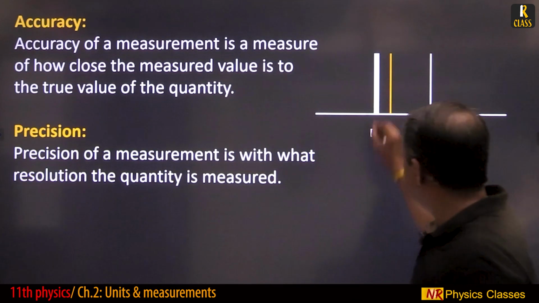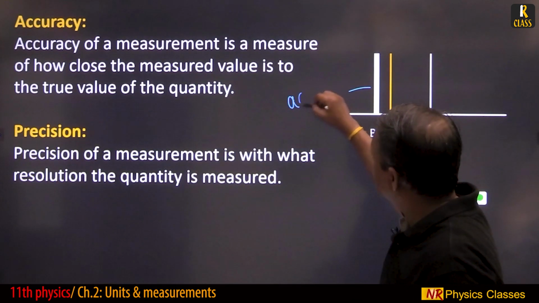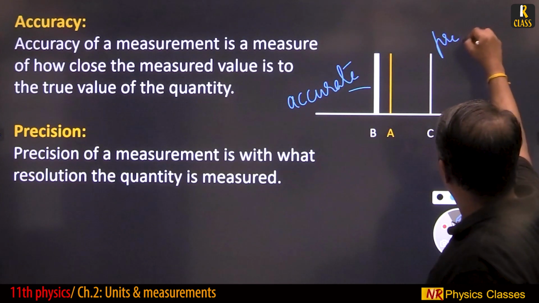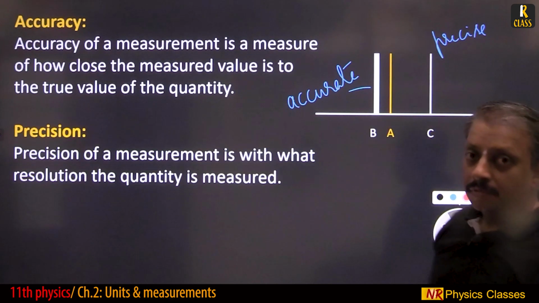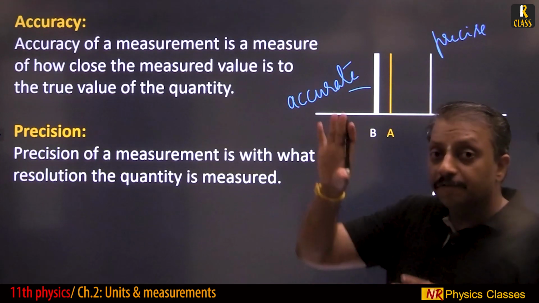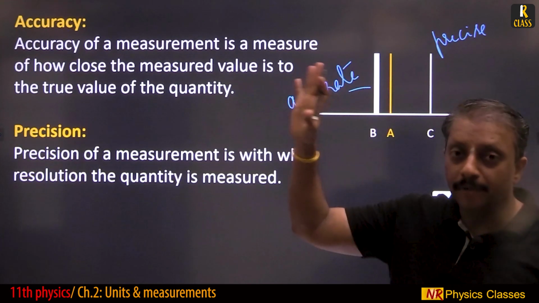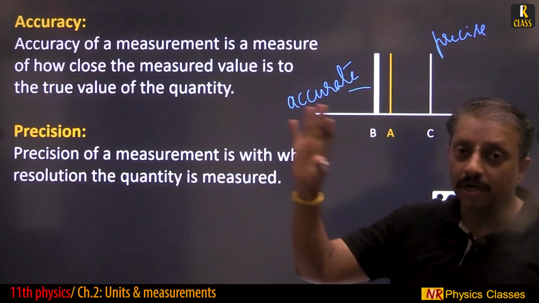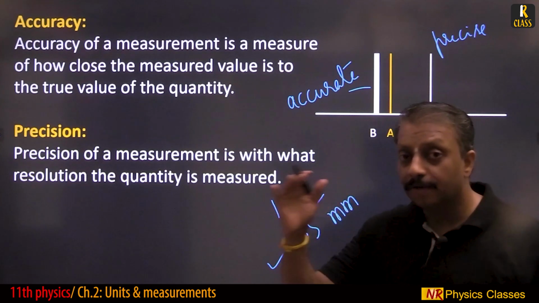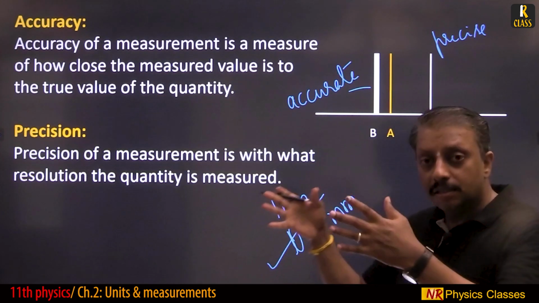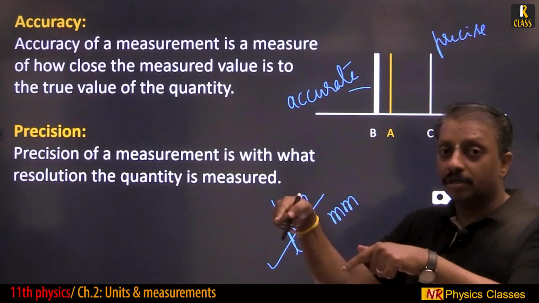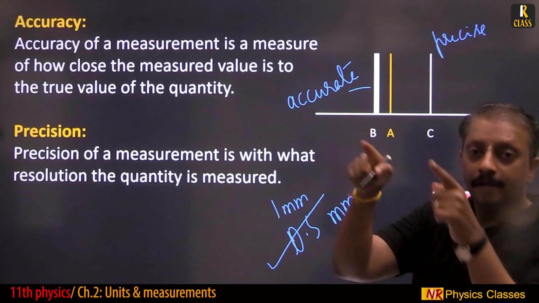So C is more precise. B is more accurate. So let me mention that. This is more accurate and this is more precise. How small it is means high precision. You might have seen in workshops, high precision instruments are used. High precision work is related to the machine. Accuracy depends on the worker, the operator of the machine. Machine, precision. Worker or the handler, accuracy.